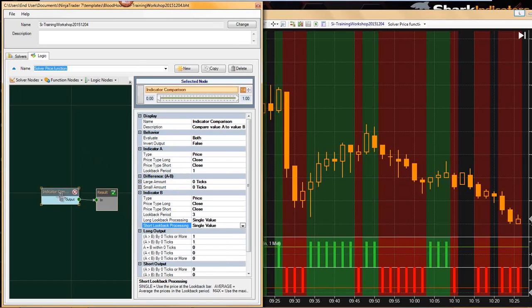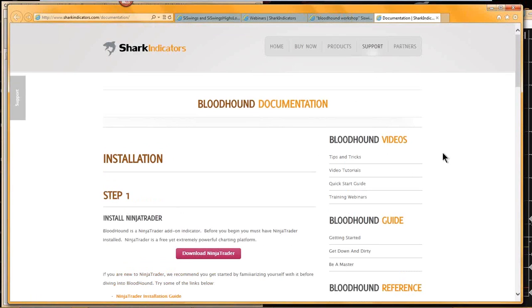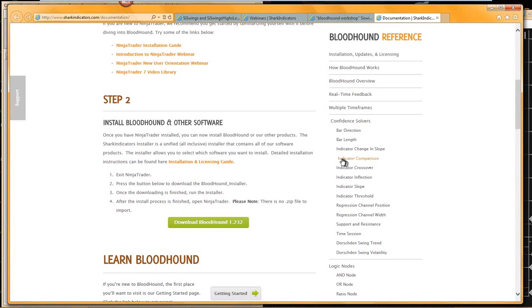Before we get started, keep in mind that there is a help guide on all this. All you have to do is click on help and go to documentation. Bring up the website, and if I scroll down, right under BloodHound reference, we can see here's an indicator comparison.